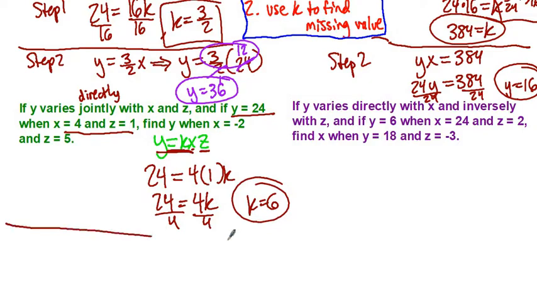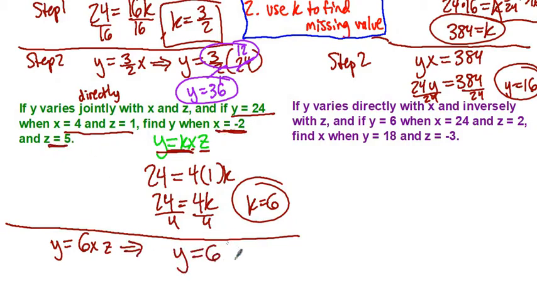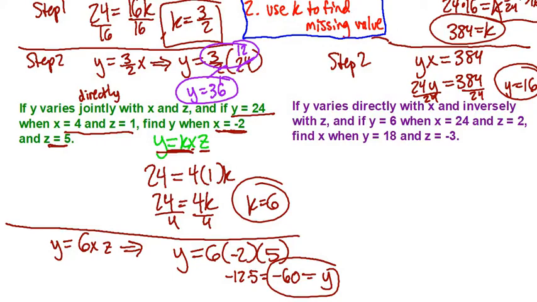There's our first step. Second step is we go back to the same equation. I'm now plugging in 6 for k because we just found that in the first part. And now we're given x is negative 2 and z is 5. So let's do that. So y equals 6 times x, which is negative 2, times z, which is 5. 6 times negative 2 is negative 12, and negative 12 times 5 is negative 60. And so that is what y equals right there. Okay, that's how you do joint variation.